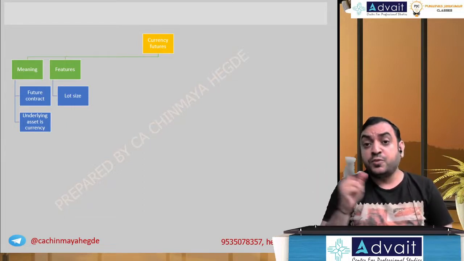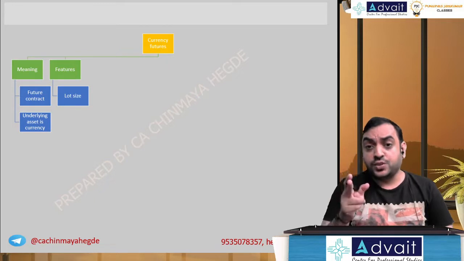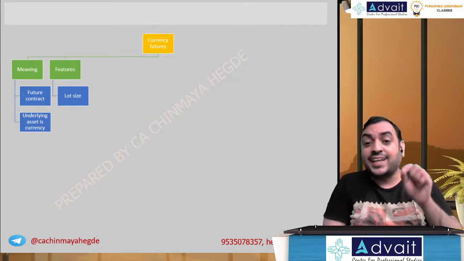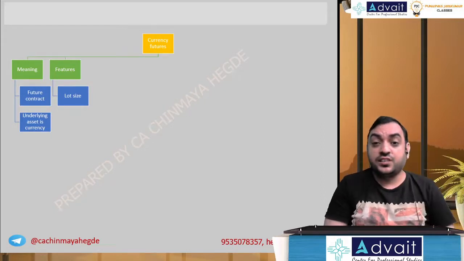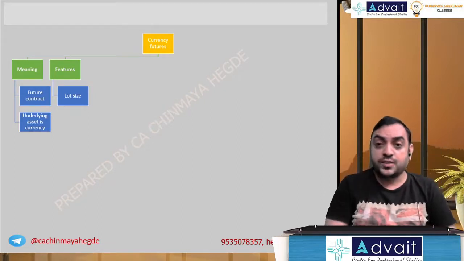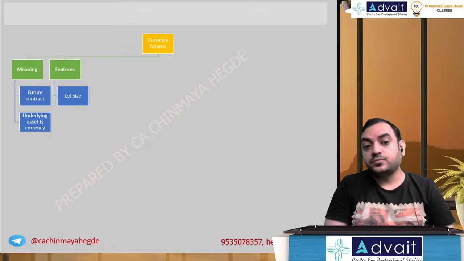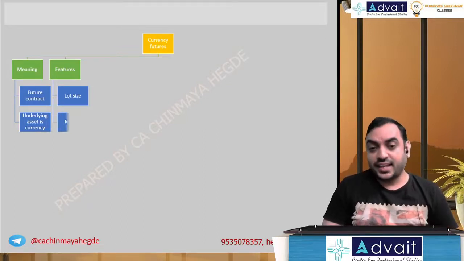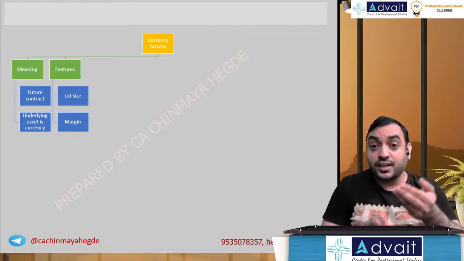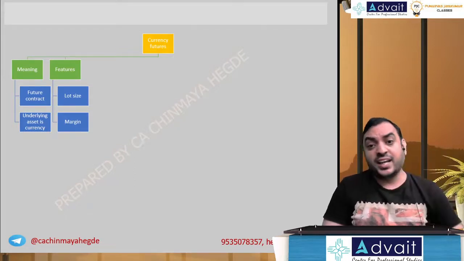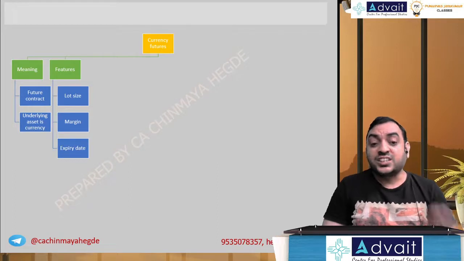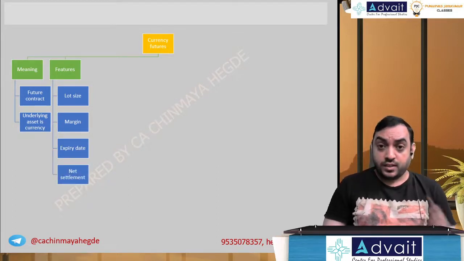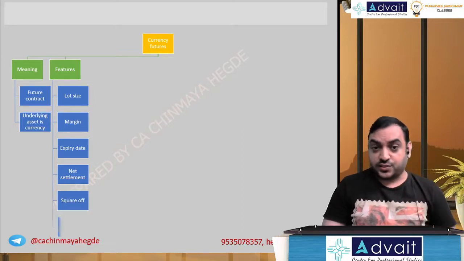But what is the difference between future and forward? In the future, it's an instrument traded in the stock market. It has some standard features not there in forwards, because that is an over the counter product. What are the standard features? Lot size. Margin money, like a deposit, you pay now and get back later. Expiry date, standard expiry date, month end, and square off, net settlement basis.